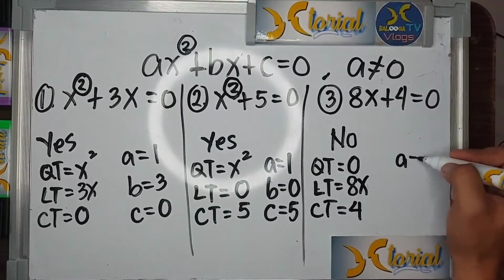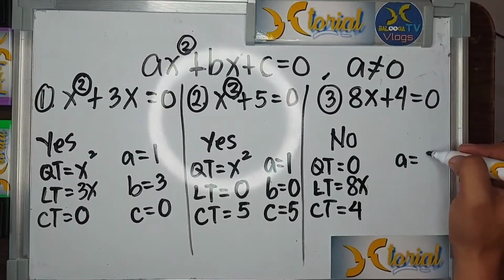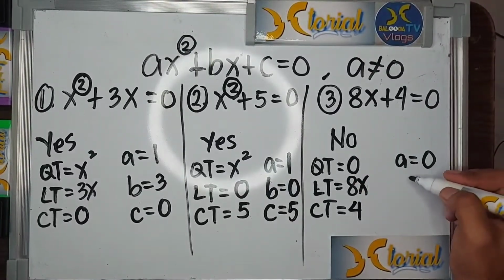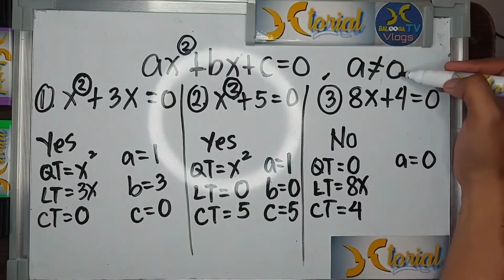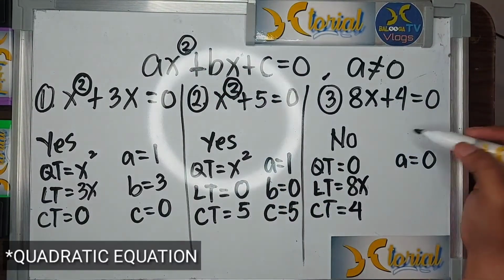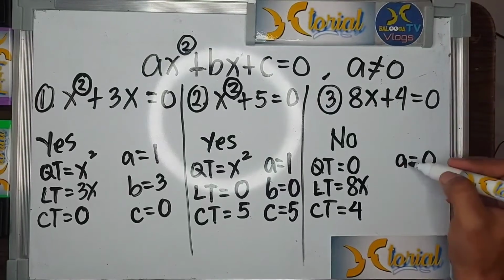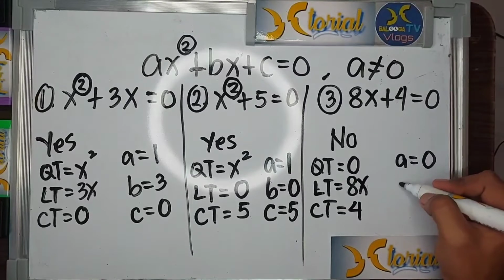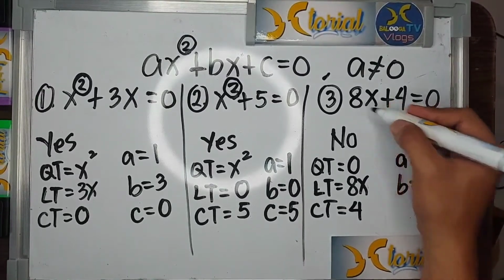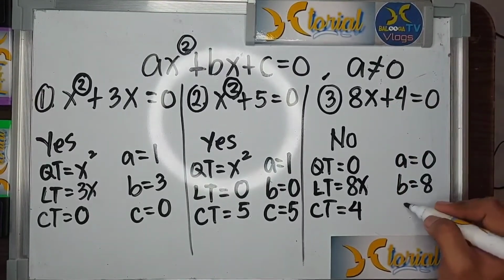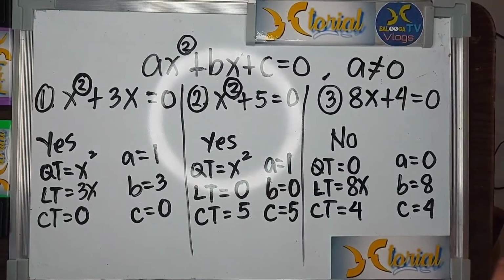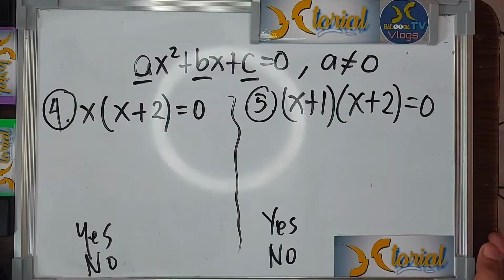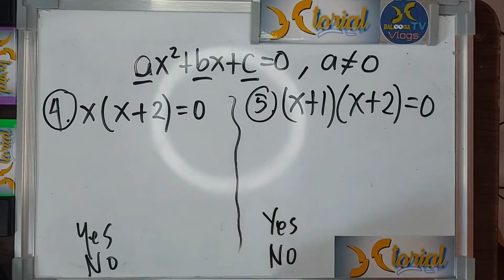Ang constant term, we have 4. So kung titingnan natin yung a natin, dahil wala naman tayong quadratic term, automatic na 0. Diba sabi natin na kapag yung a natin naging 0, hindi na siya quadratic equation. So tama nga naman na kapag yung a natin ay 0, it's not a quadratic equation. It's a big no. So ang b natin ay 8. Ang c natin is 4. So last examples, we have number 4 and number 5. Yung number 4, quadratic equation ba or hindi?